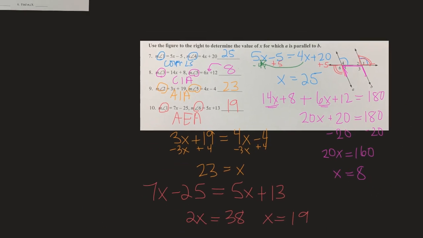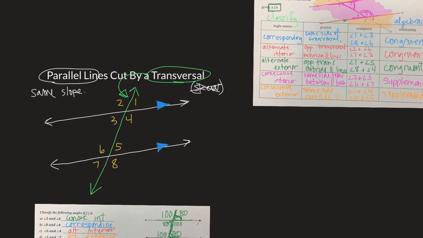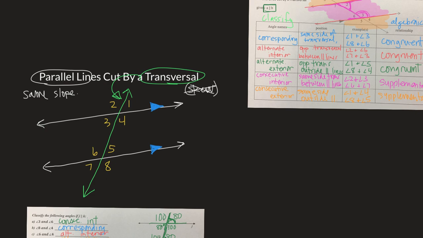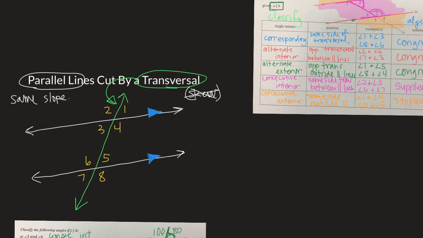When you run across one of these problems, the first thing you want to do is identify them. Are they corresponding? Are they interior? Are they exterior? Once you identify them, do you set them equal or do you add them up to 180? Those are our two things that we do with all of these problems when we have parallel lines cut by a transversal.